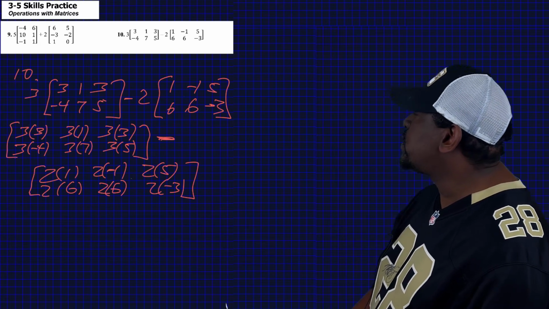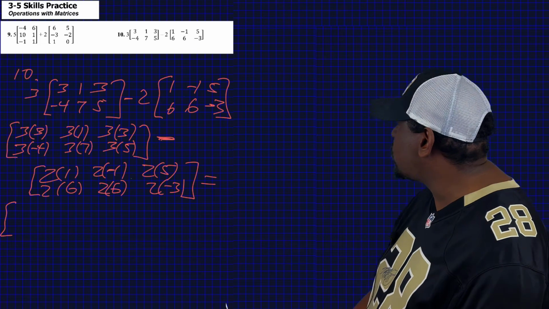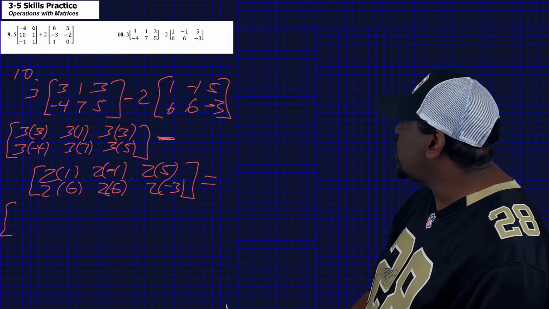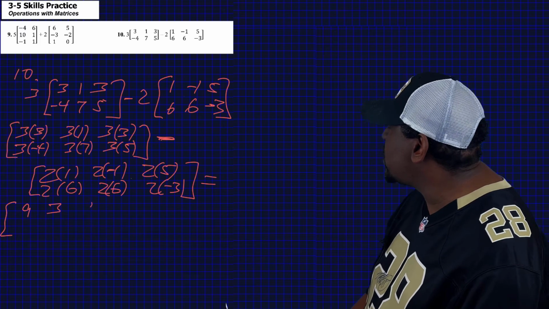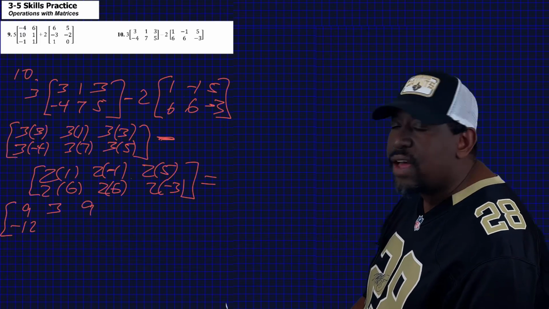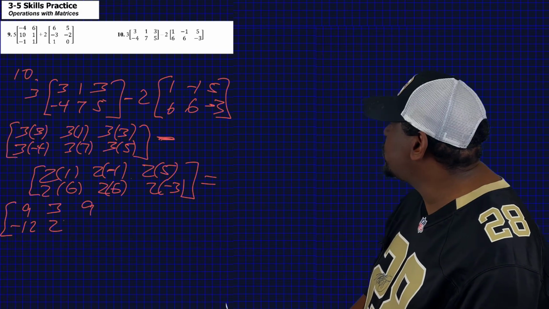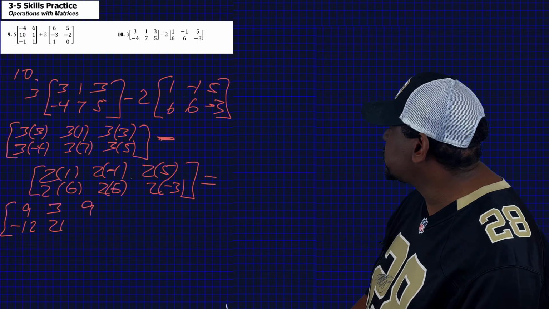And so now we'll simplify each of the 2 matrices, and then we'll subtract the quantities after that. So in our first matrix, 3 times 3 will give us 9. So we'll have a row of 9, 3, and 9. Our second row of this new matrix will be negative 12, 21, and 15.